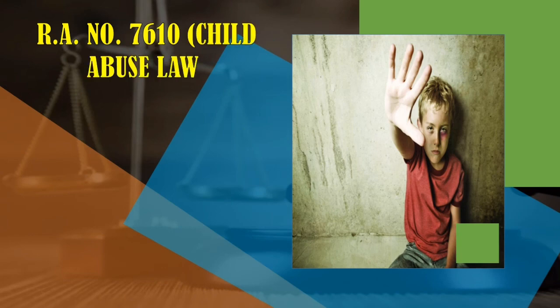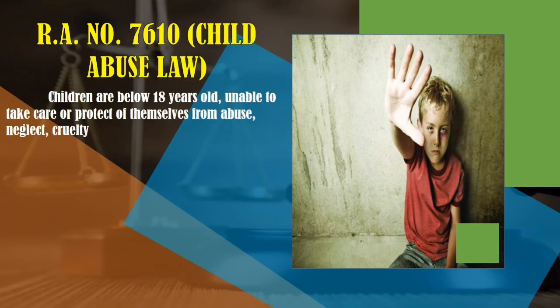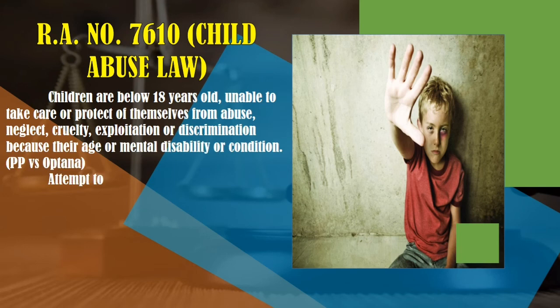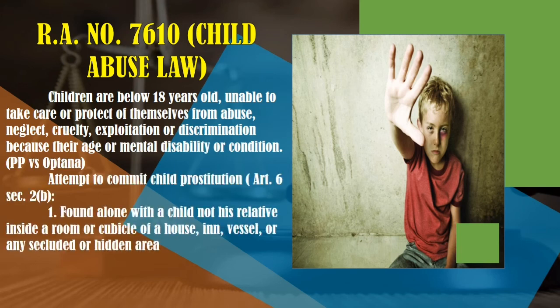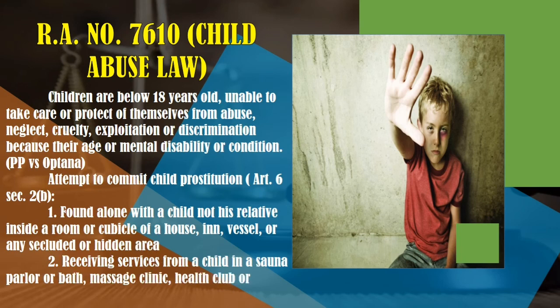Then we have now, class, Republic Act Number 7610, or the Child Abuse Law. So those children who are below 18 years old and unable to take care of or protect themselves from abuse, neglect, cruelty, exploitation, or discrimination because of their age or mental disability or condition.